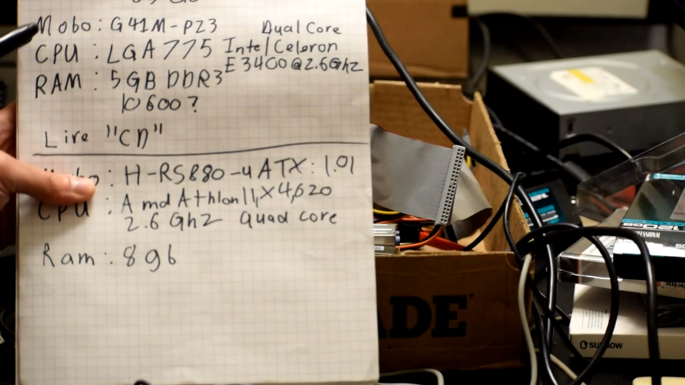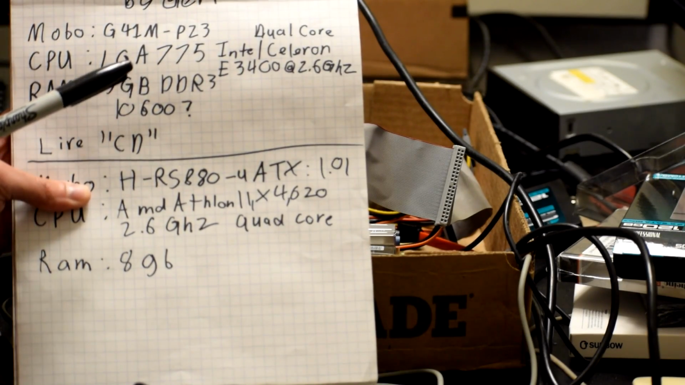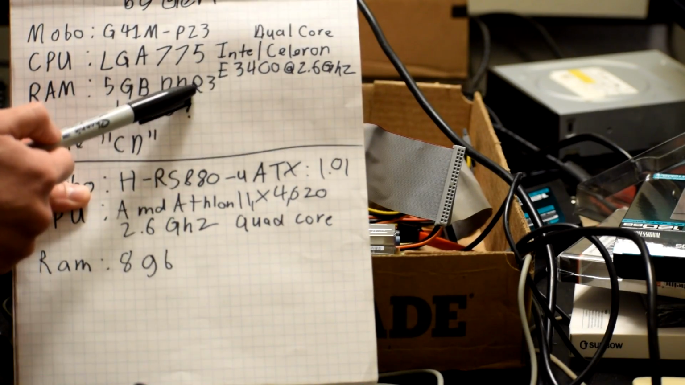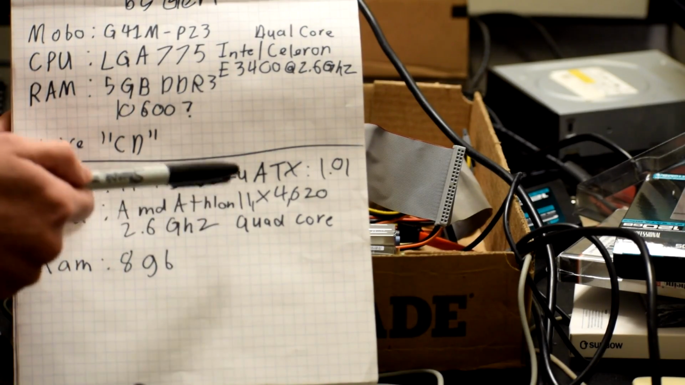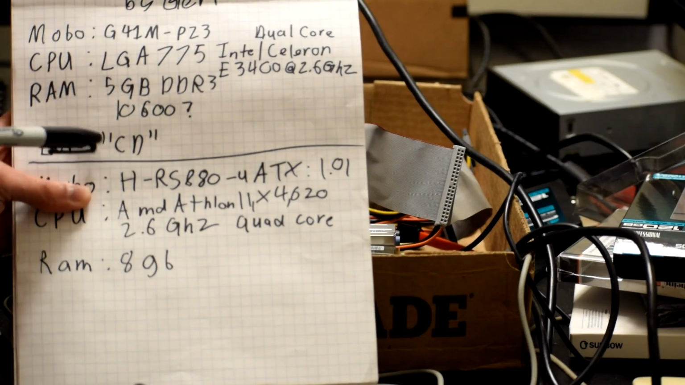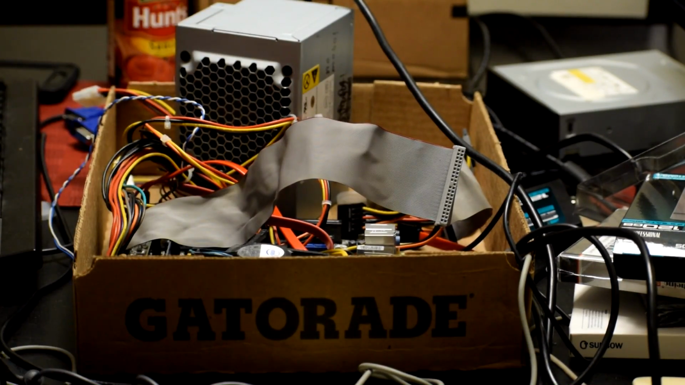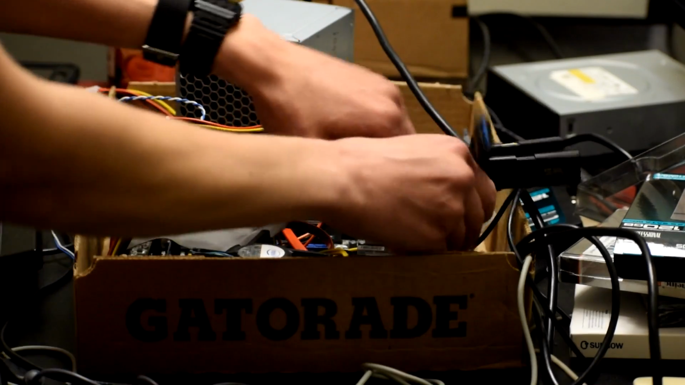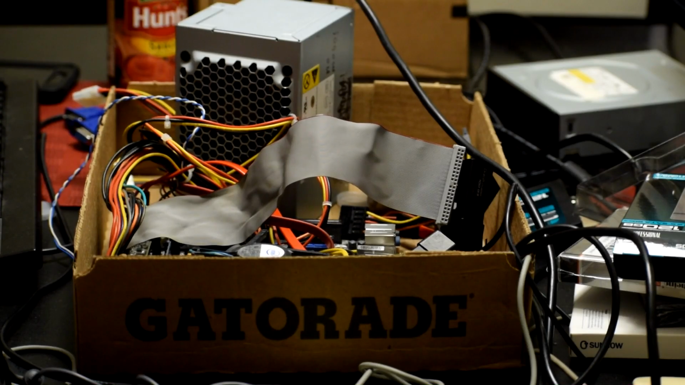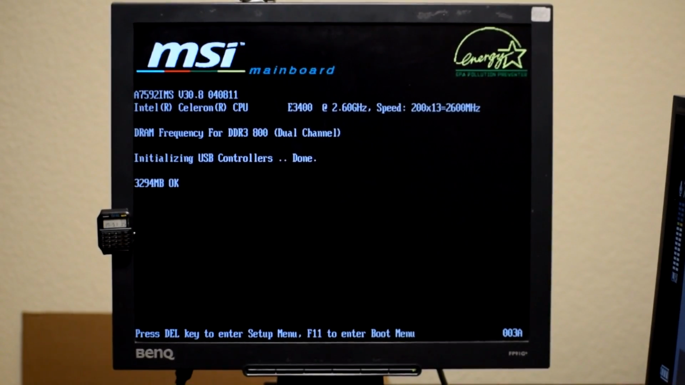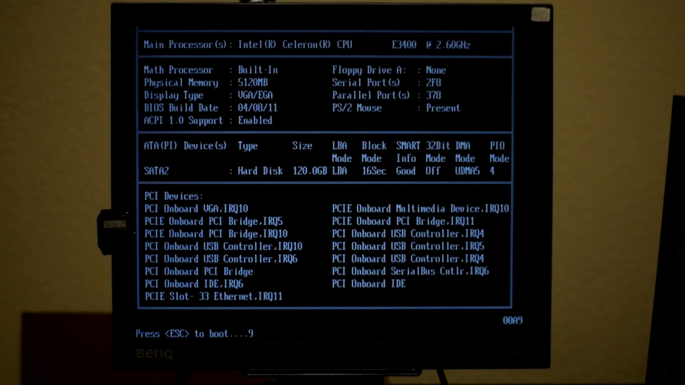So now we're back on this motherboard, the G41M-P23 with Intel Celeron E3400 at 2.6 gigahertz. This one's only a dual core instead of a quad core. I have a little bit less RAM here. Who cares? We're going to try USB booting again because it's definitely going to be faster than trying to install off of a CD. Oh shit, I forgot to plug in the SSD. Kingston Data Traveler.